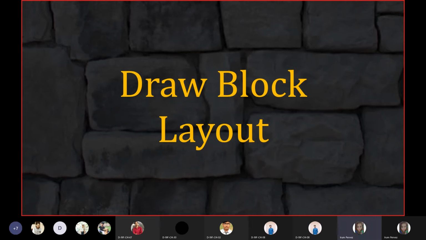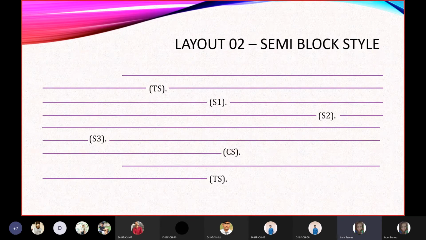So I hope block layout is clear to everyone. Then we have semi-block layout. So how do we write in semi-block layout? We start from the quarter of the page. You know what is quarter? Half of the half, right? So we start everything. Definitely, when we write in English, we write it from the left.